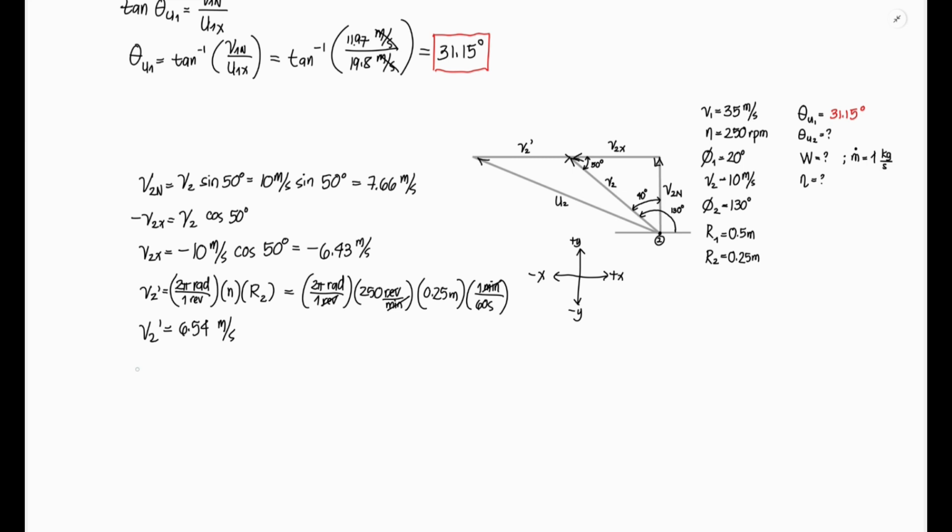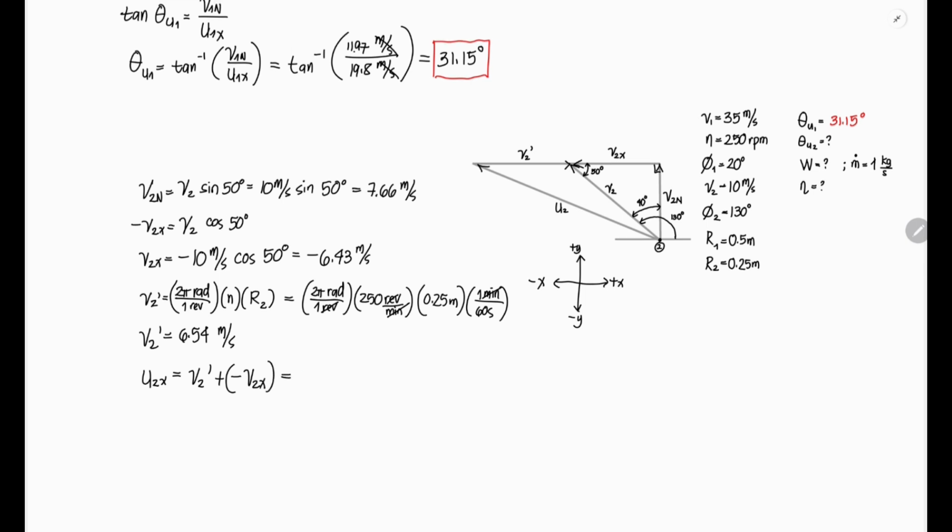meters per second. So now to solve for the x component of our relative velocity at point 2, that is u2x, we need to add v2 prime and our negative v2x. So that is v2 prime plus the negative v2x. So that is 6.54 meters per second plus the negative value of our v2x, which is negative 6.43 meters per second.